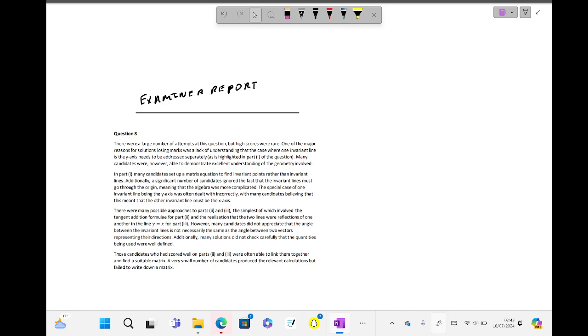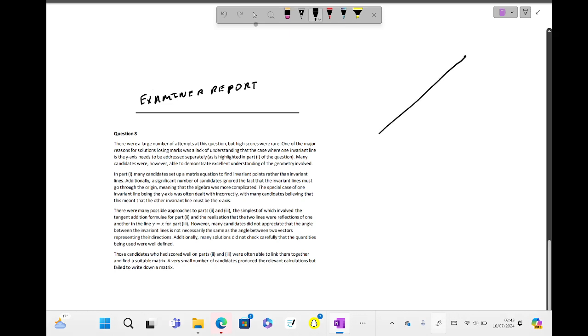Part 1, many candidates solve a matrix equation to find invariant points rather than invariant lines. Okay, that just comes back to remembering what an invariant line is. An invariant point is when the point itself doesn't change, but the invariant line is when the line will not change. So think about it like the gradient is going to stay the same and the y-intercept will stay the same, but on that line you can change the x-coordinate of the point. The actual structure of the line, the gradient and the y-intercept, will not change. It's invariant. At least that helps me remember what it means.